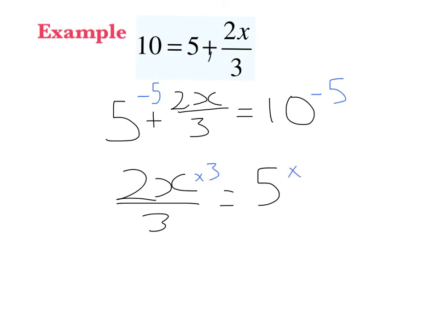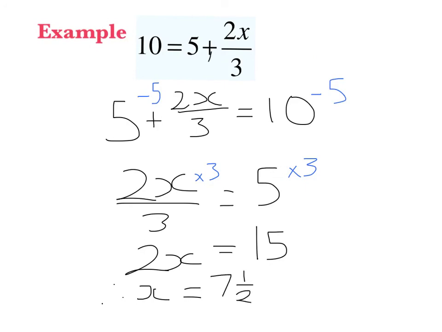I'm skipping lines now, guys. Again, one under the other. So that becomes 2x is equivalent to 15. I'm going to skip the last step. You guys can do that. If 2x is 15, x is half of 15, which is 7.5.